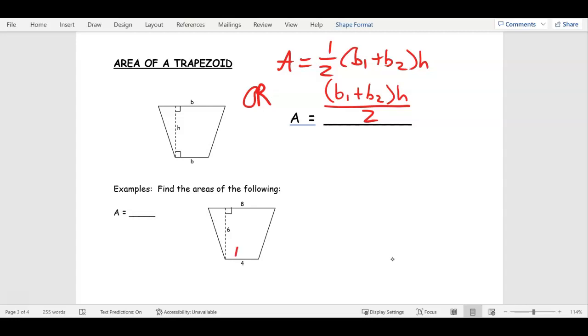Doesn't matter which one's 1 or 2. We'll call this one B1, call this one B2. And then we have the height between them that's perpendicular. So we have all the numbers we need. Let's go ahead and plug it in our formula, right? So the area equals, and I'm going to use the big fraction one. Base 1 plus base 2 will be 4 plus 8 times the height, which we just labeled as 6, and then divided by 2.